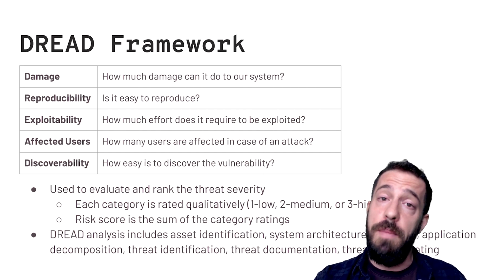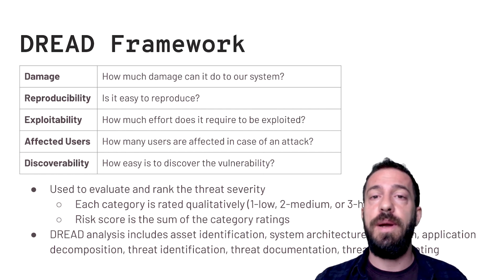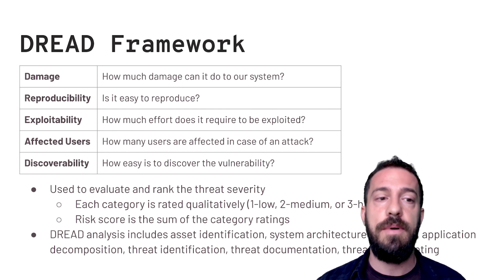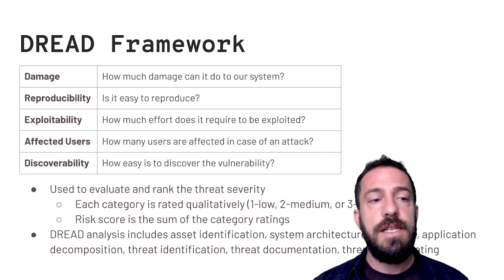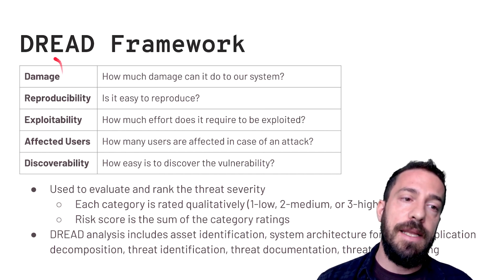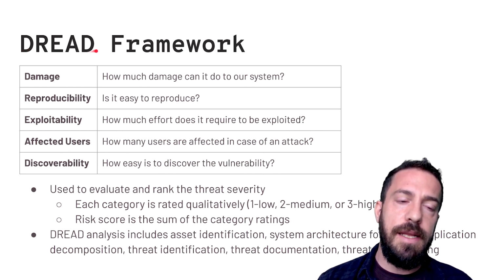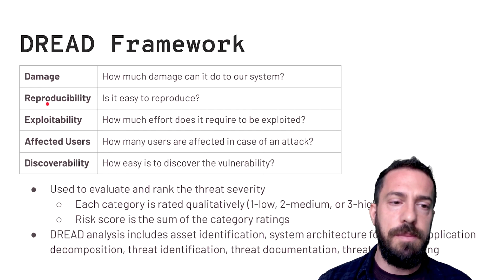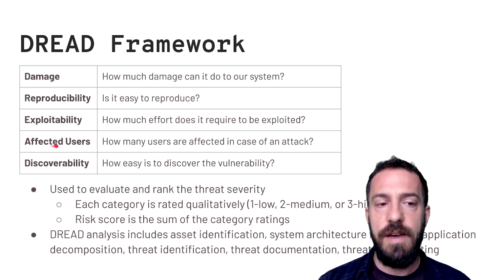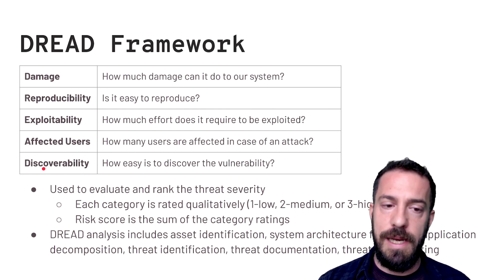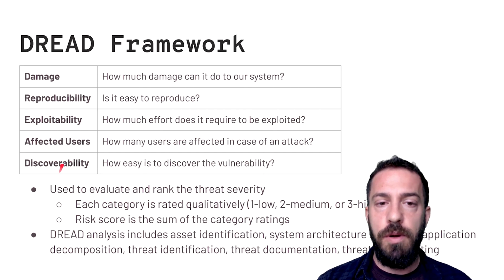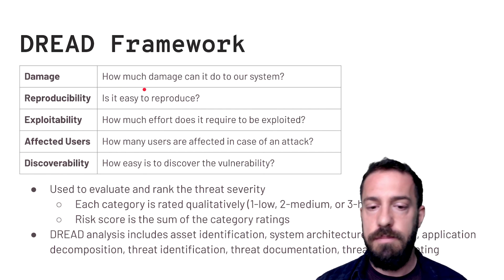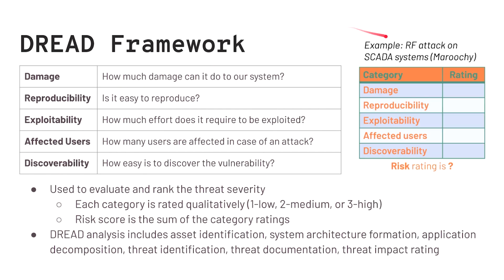So in a way, you can combine them and have the enumeration of the effects, and then you can give a number to every threat. So here, DREAD stands for damage, reproducibility, exploitability, affected users, and discoverability. For each one of these properties, you take every threat. Let's see an example of the radio frequency attack on the SCADA system, the Maruzzi attack we talked about before.